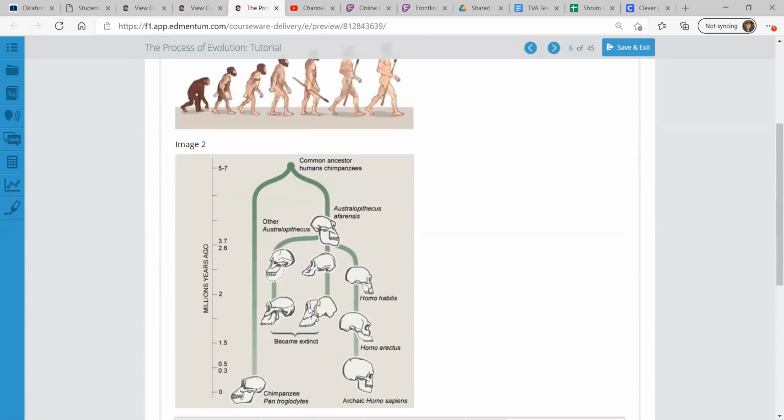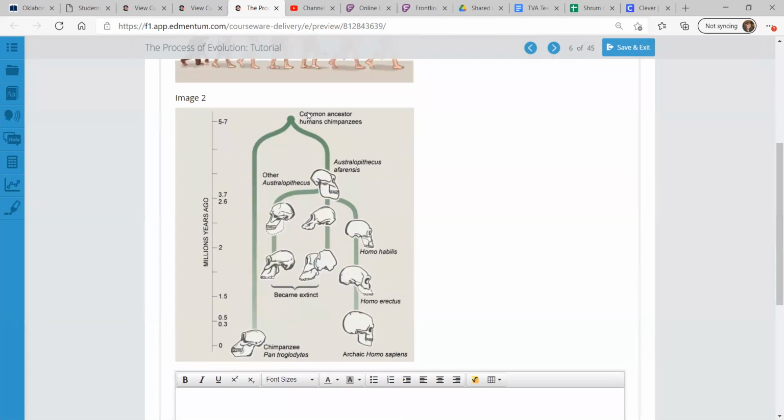This is the more scientific visual. So we have chimps and archaic Homo sapiens. We came from Homo erectus, Homo habilis, and we are also related to these extinct ancestors.